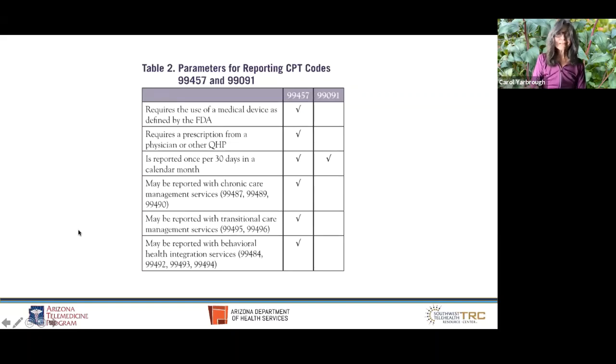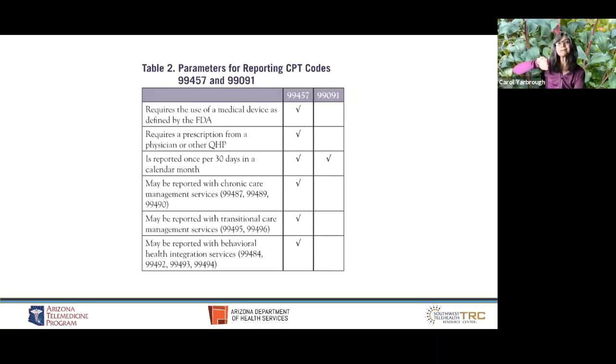Okay, so this is a great chart. The parameters for reporting in CPT codes. You got your 99457, we're getting there, versus the 99091. I know it's like we're jumping around a little bit, but this is a little segue. Wow, the 99091 doesn't need a medical device defined by FDA. Maybe I can use my watch, hold my finger on my wrist. Doesn't need a prescription. What is coincidental is reported once per 30 days. Only one could be reported with chronic care management.